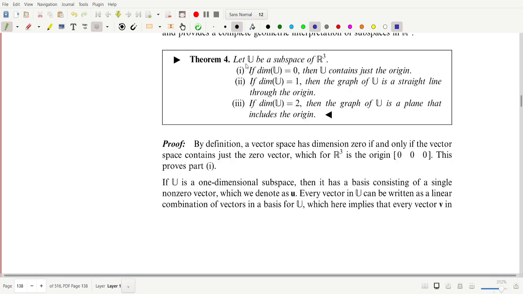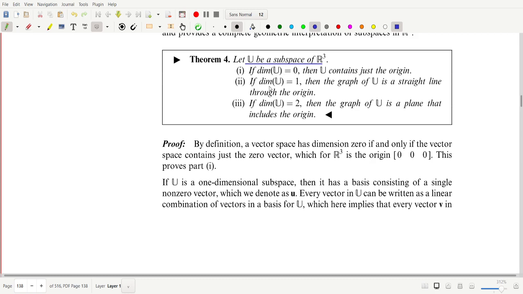And now we have Theorem 4. Theorem 4 says that for a subspace of a particular vector space, say R3, which is a vector space of dimension 3, this theorem states the possibilities of the dimensions of the subspaces. If U is a subspace, then dimension of U equal to 0 is possible. Then U contains only the additive identity (0, 0, 0). Then only the dimension will be 0. Okay, so that is a trivial thing.